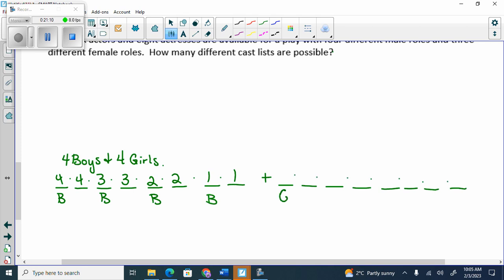You can start with girls and it would look totally different. So you could technically show two cases, or what could you do? Multiply by 2. Yeah. So we could just go 4 factorial, which is this one, and then times it by 2.